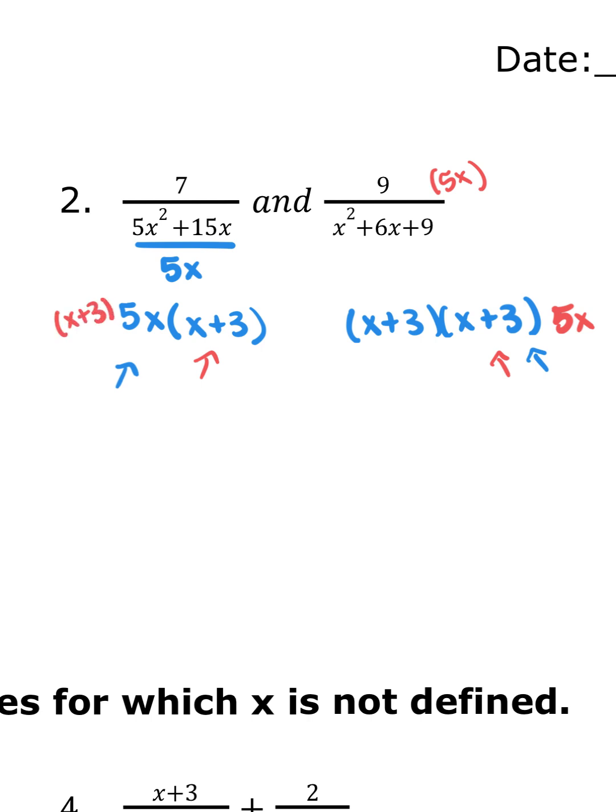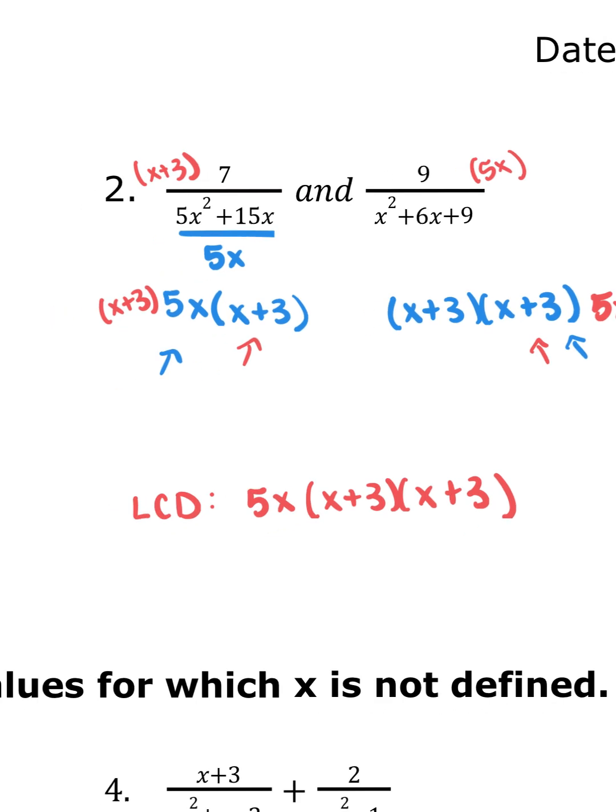Okay, I need them to be identical. And then again, I would do that to the top. Does not matter for this exact moment. But when I'm looking at this in the least common denominator, the thing I would need the denominator to look like would be 5x and then x plus 3, x plus 3. They would need to have 2 of them.